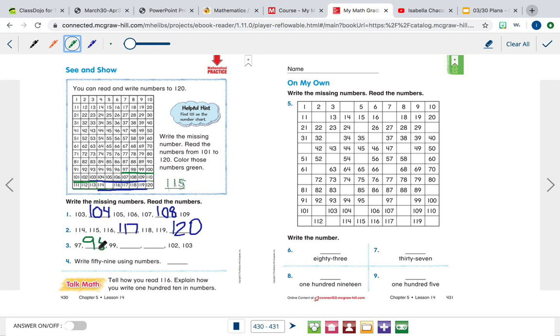Let me just finish writing this. This is how we check our answers. Let's look in the tens place. All of the tens are 9, so we know to write in 9. And let's look in the ones place. All of the ones are 8. There are 8 ones in this column. So we know to put 98.